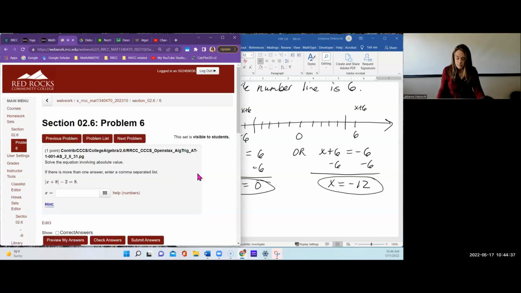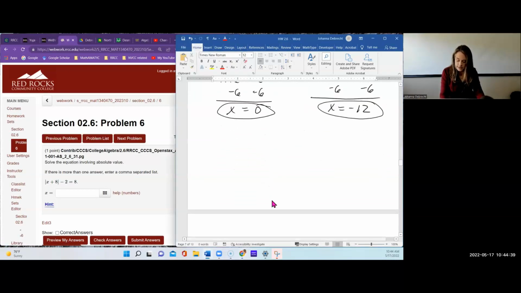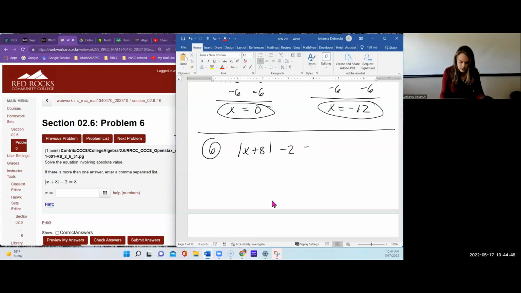Let's take a look at a different problem. This is problem number 6. In problem number 6, we have the absolute value of x plus 8 minus 2 equal to 8. The first step is always to isolate the absolute value, just as it was to isolate the radical. So we need to isolate. That means the -2 needs to be added to both sides of the equation to get it away from the absolute value. The absolute value of x plus 8 then is equal to 10.